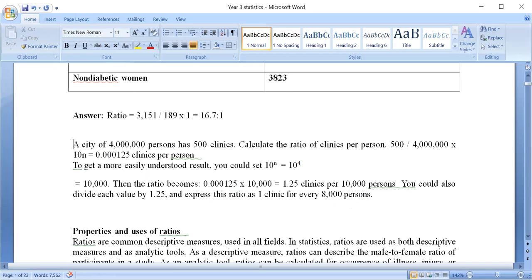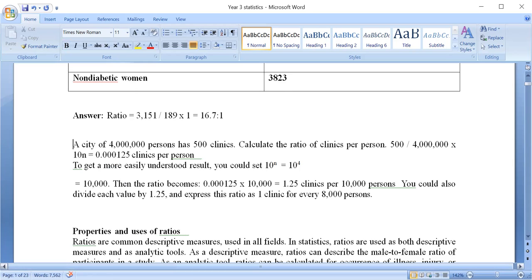Like in this 4 million persons, by our first calculation, we got 0.00125 clinics per person. Are you getting me? It is not really realistic. When you look at it, you will not really understand what they mean by 0.00125 clinics per person. It could either be one clinic for 10 persons or 12, one clinic for 15 persons, one clinic for 30. So that is what we will understand.